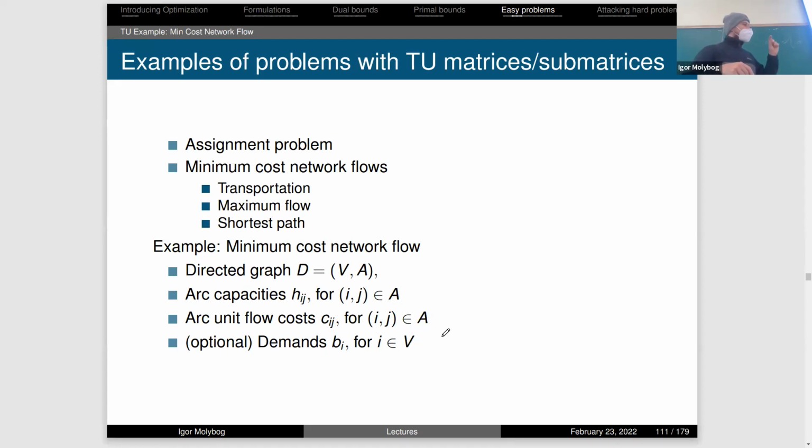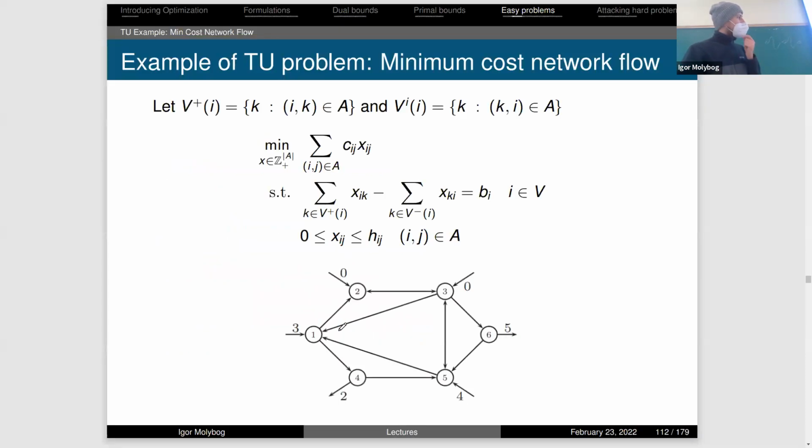You're asked how the flow can be distributed. For some nodes the demand is going to be positive, for other nodes it's going to be negative, and the flow needs to be distributed so that the demands are all satisfied, with the minimal amount of cost flowing through the network. There was an example of this.